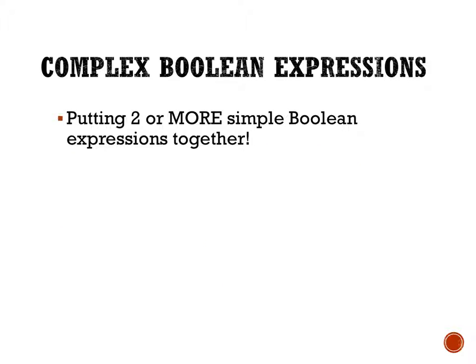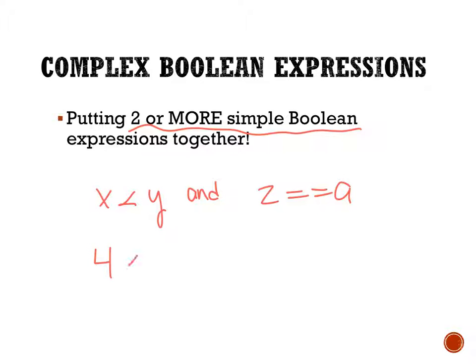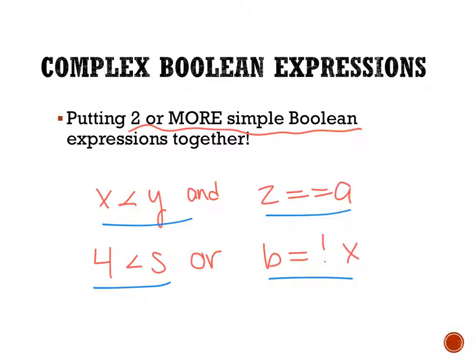So we're going to take the same concept and expand it a little bit further. All complex Boolean statements do is they take two or more simple Boolean statements and put them together. So for example, you would say x is less than y and let's say z would have to equal a. Or you could have something like 4 is less than s or b does not equal x. So essentially all it does is it combines these simple Boolean statements, the 4 that are underlined in blue, and combines them to make something slightly more complex.